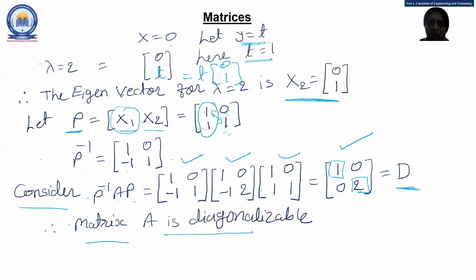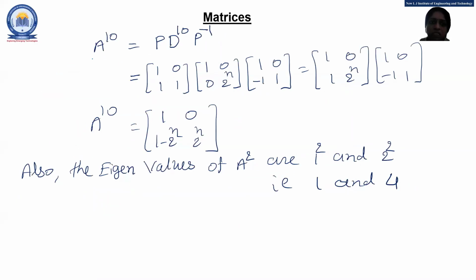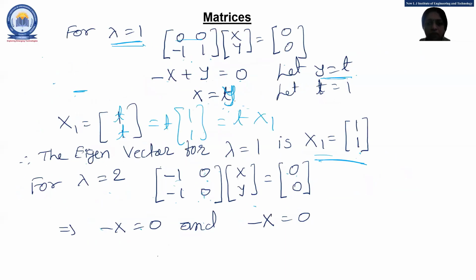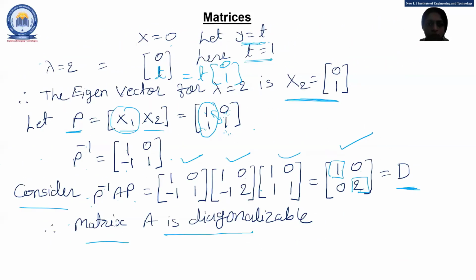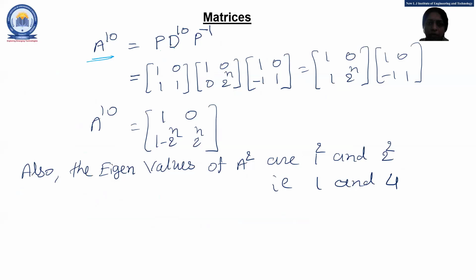Okay, students? Now, as we want A raised to 10, that's why I'm telling you to please remember this formula. See this one, right? A raised to n equals P D raised to n, P inverse. Here we want to find A raised to 10. So A raised to 10 means what? P D raised to 10, P inverse, right? So as per the rule, this one is P, this one is P inverse, and D raised to 10. So I am putting it here.